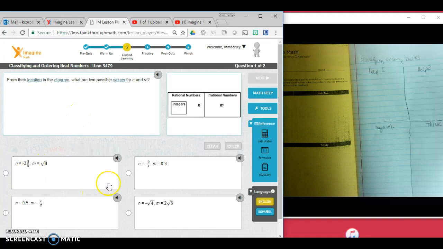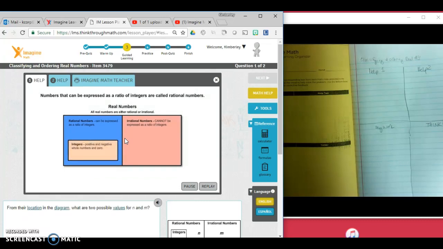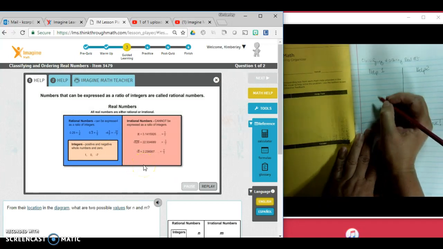Now, if for some reason I don't know what to do, I can click on the Math Help button. So notice it says Help 1. This is what we're going to write down in Help 1. It says numbers that can be expressed as a ratio of integers are called rational numbers. So it plays through, and it gives you a visual of rational and irrational, and integers are inside of rational. You can click here to see examples in each. So I can copy this down in my Help 1.